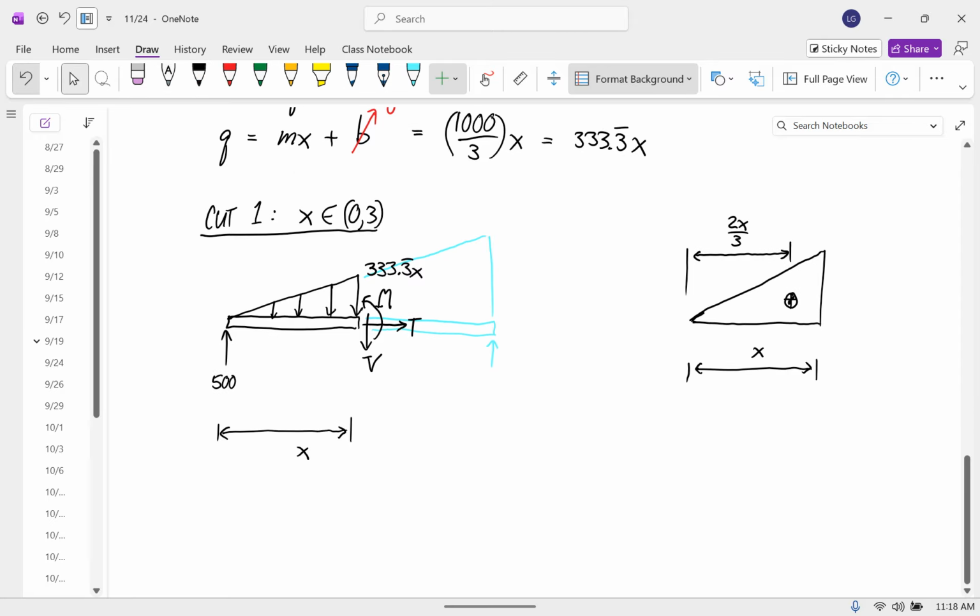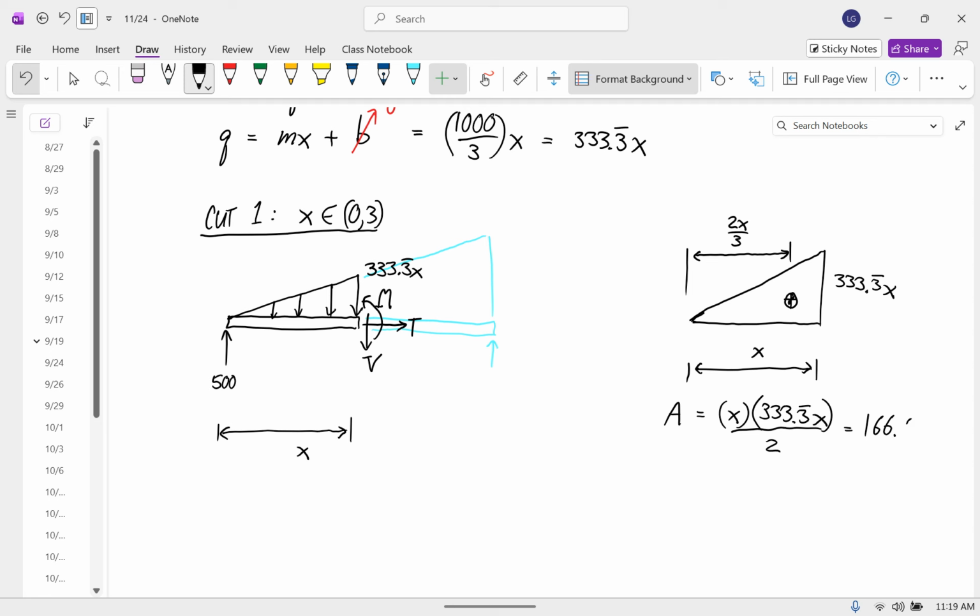And now what about the area of that triangle? The base is x. The height is 333.3 repeating times x. And so the area is x, the base, times the height, divided by 2, or 166.6 repeating x squared.